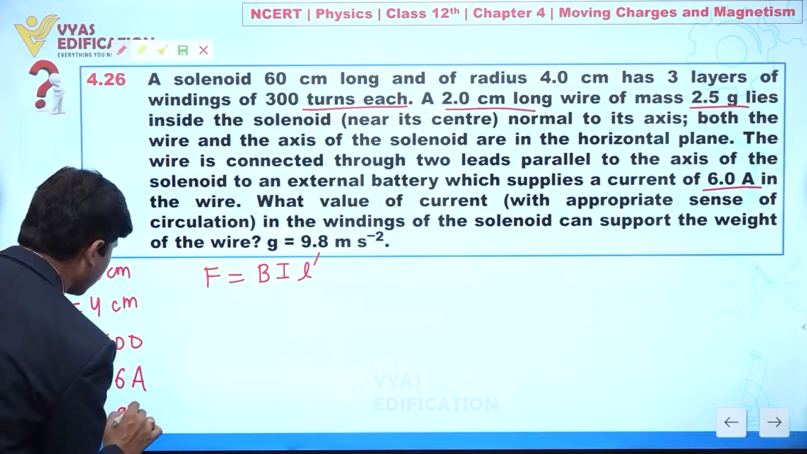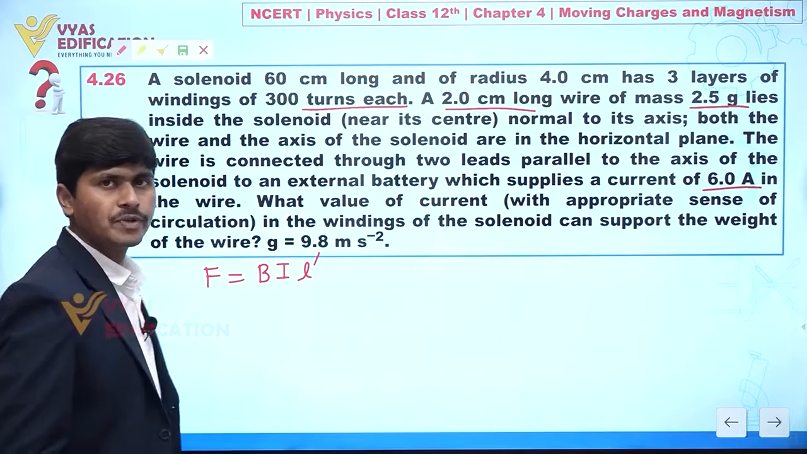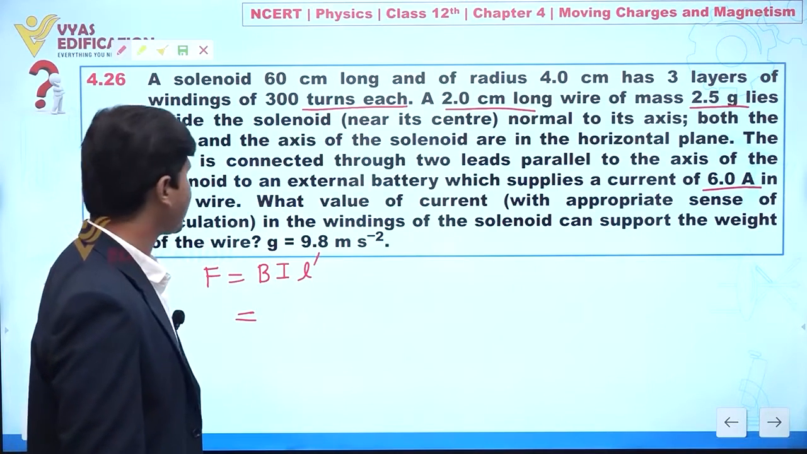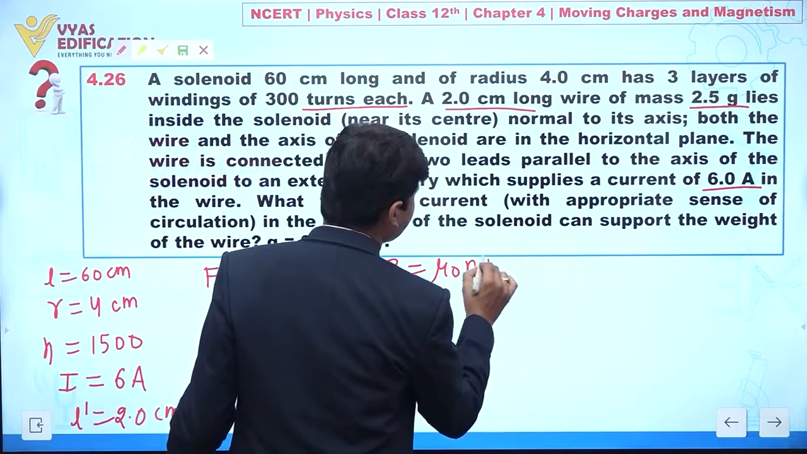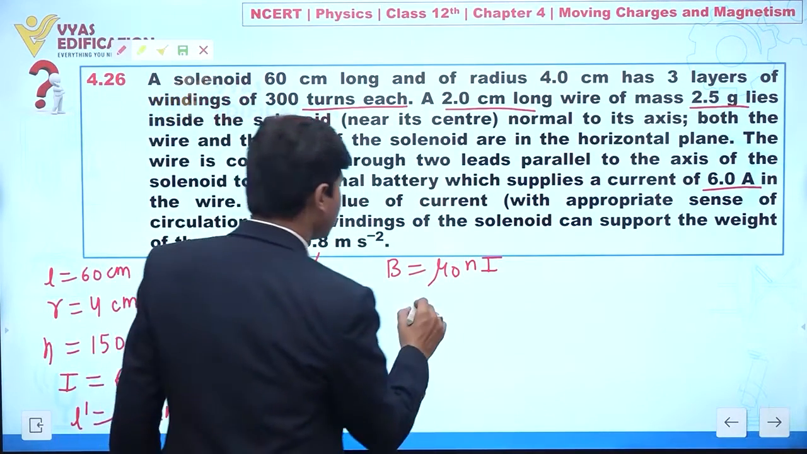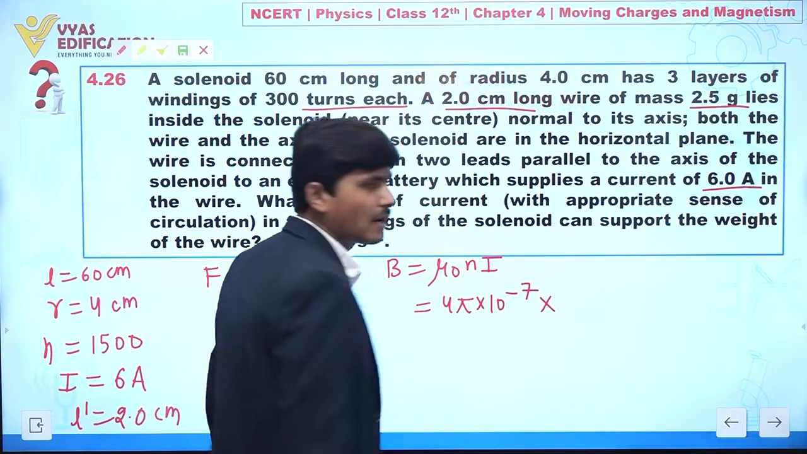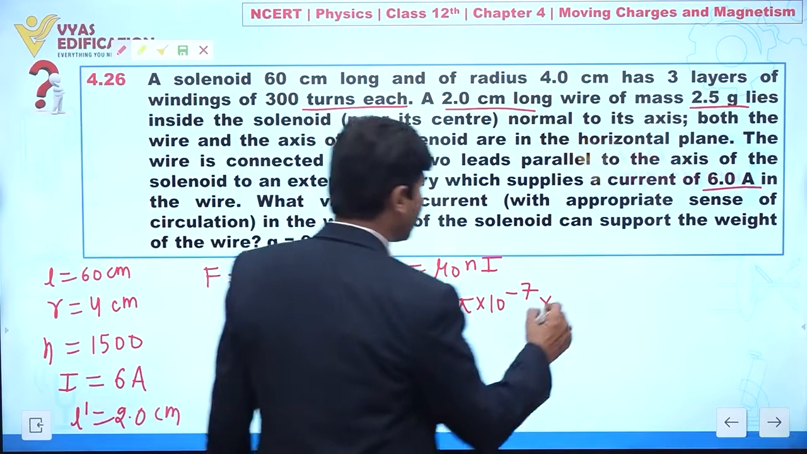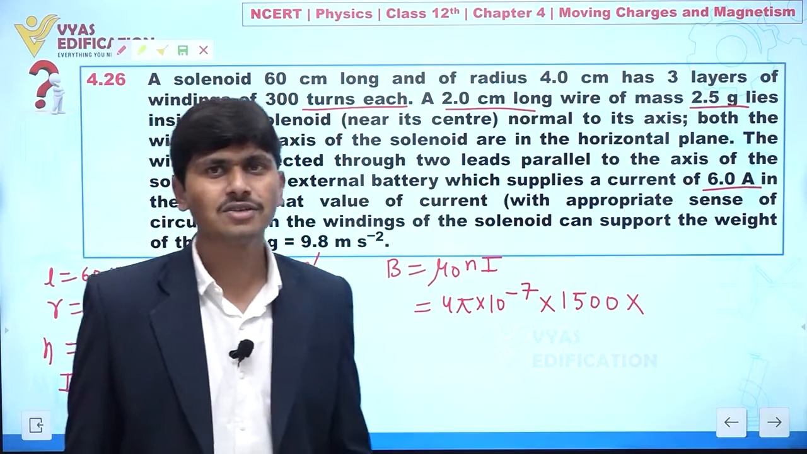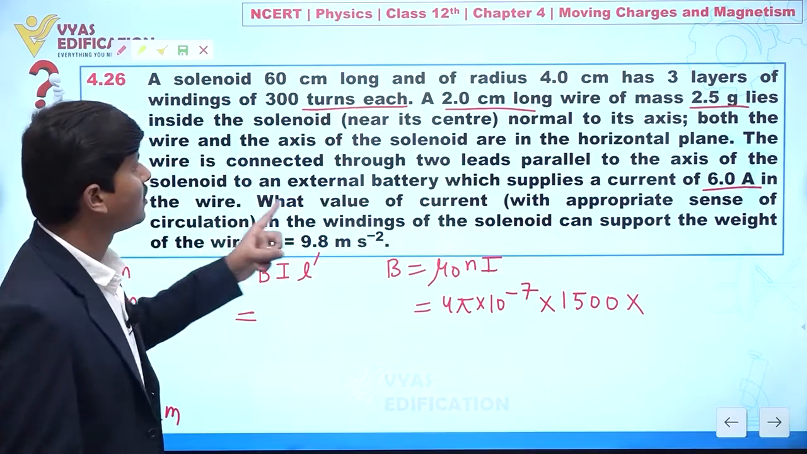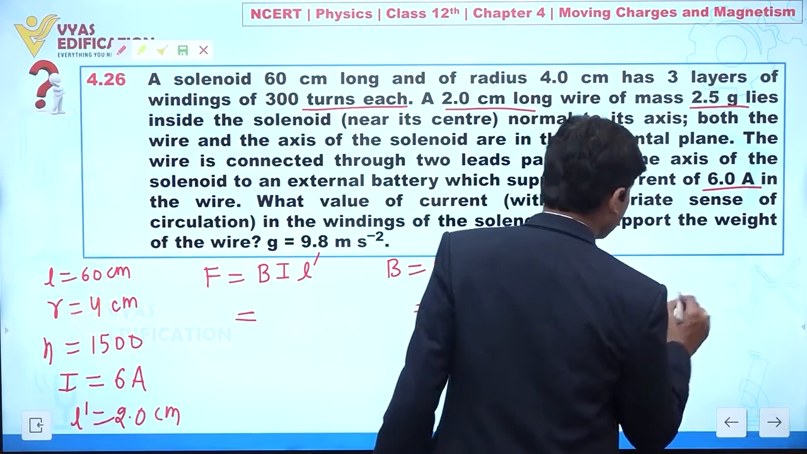L dash is equal to 2.0 centimeter. Now we can find the value of the magnetic field. First we calculate the magnetic field, which is mu naught n I. The value of mu naught is 4 pi into 10 to the power minus 7, into the number of turns per unit length, which is 1500, and the current flowing in the solenoid. It is not given, so let's suppose I am assuming this is I.